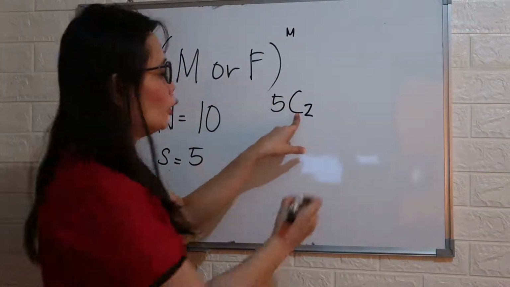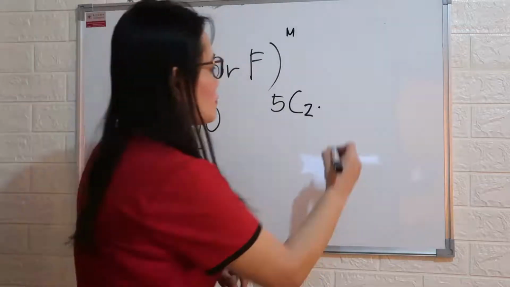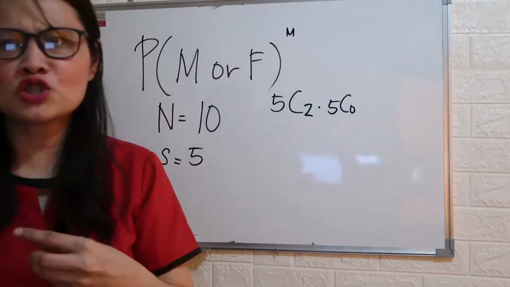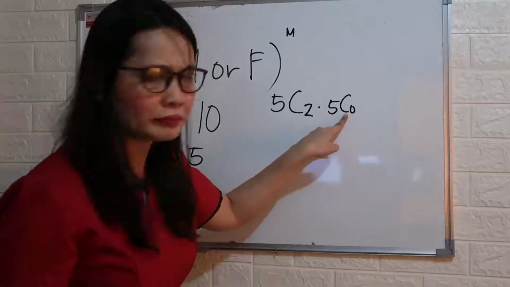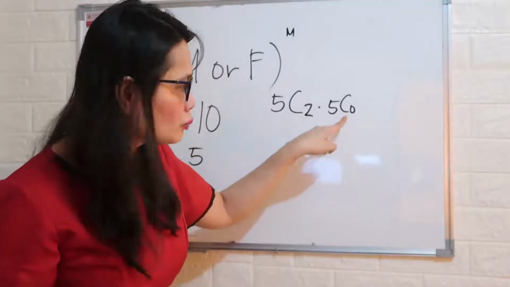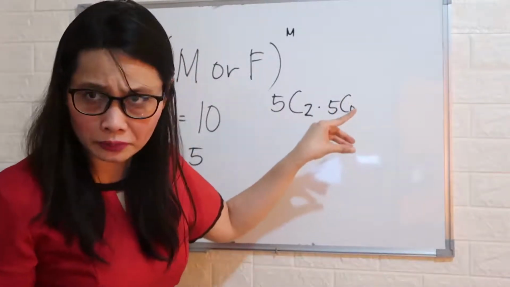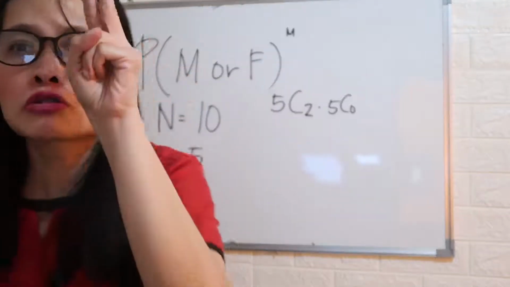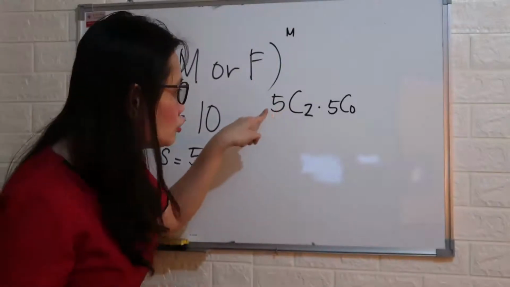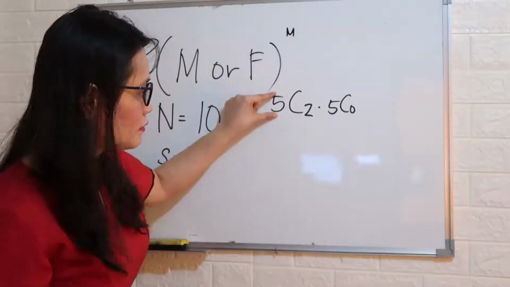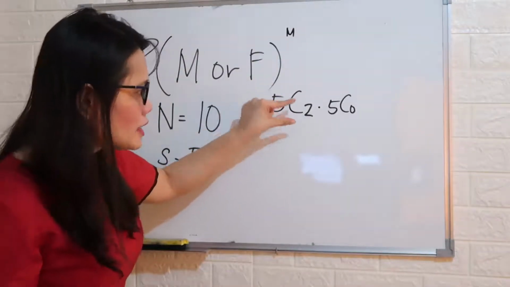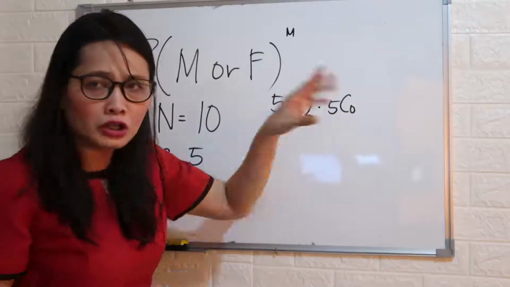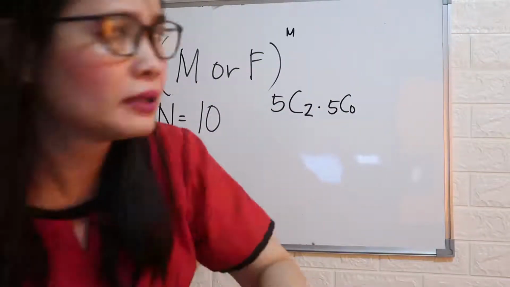5 taken 2, multiplied by 5 taken 0. Why is it 5 taken 0? Because you're referring to what? Which group is this? The other one. But there are five females. Okay, females. So, you need only 2 males, so they will come from the 5 males. So, 5 taken 2 multiplied by 5 taken 0, meaning you did not select female, that's why 0.